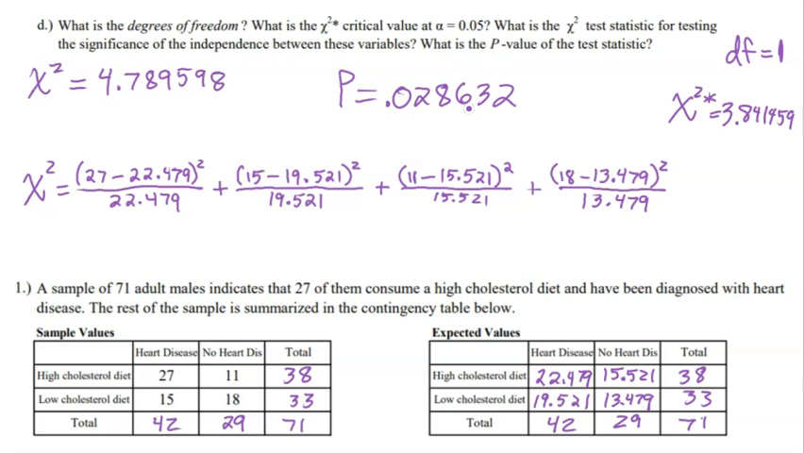Now, I do want to point out that our p-value here is less than 0.05. And that means that we would reject the null hypothesis if we had gone through the whole procedure here, okay? Also, our chi-square test statistic is 4.79, and our critical value for the chi-squared is 3.84. And since our chi-squared statistic is larger than our critical chi-squared, we would reject the null hypothesis, okay?